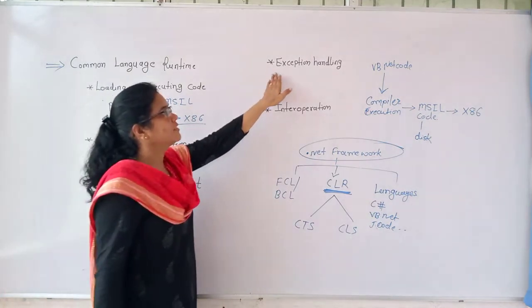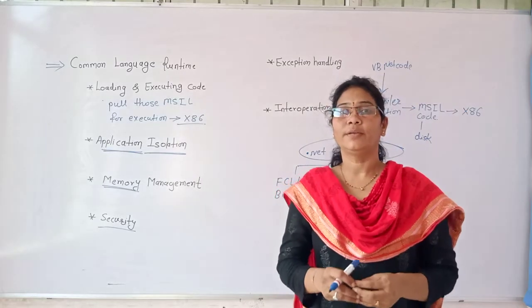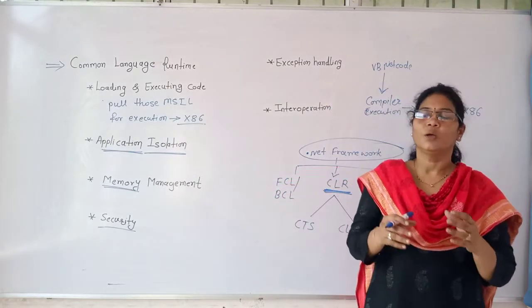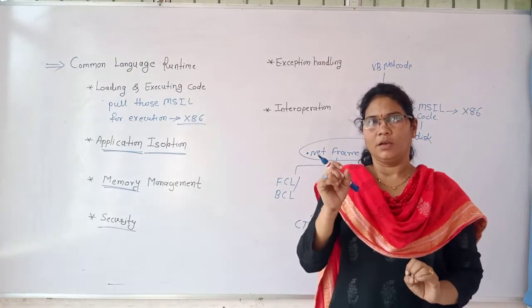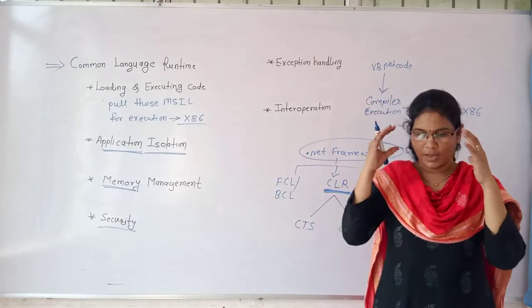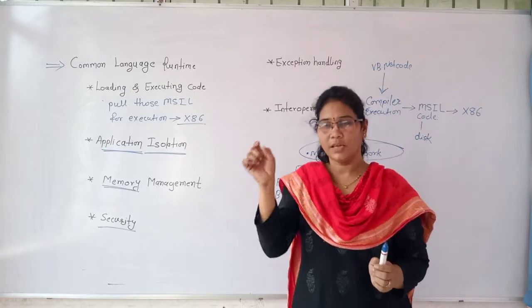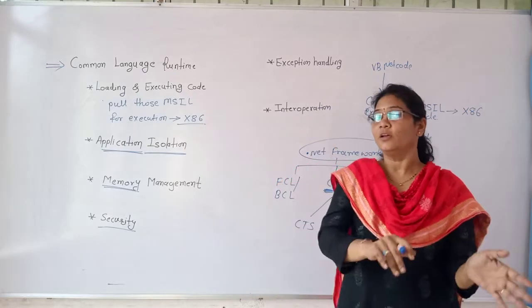Next one is exception handling. Exception handling means what? Unwanted errors. When we write some code in VB.NET and then execute that code, we come to know that errors can occur in this code or on this line.